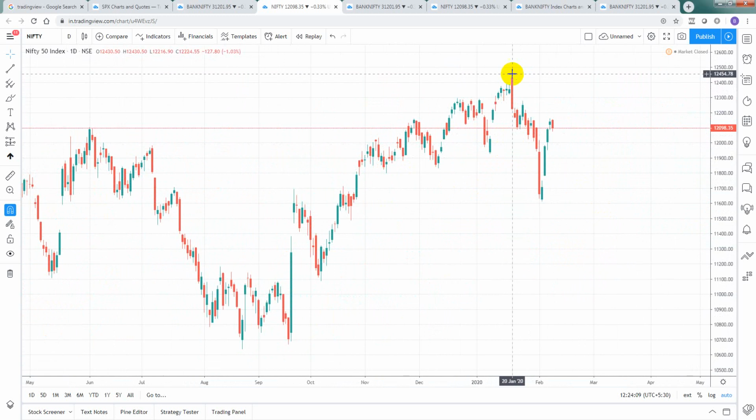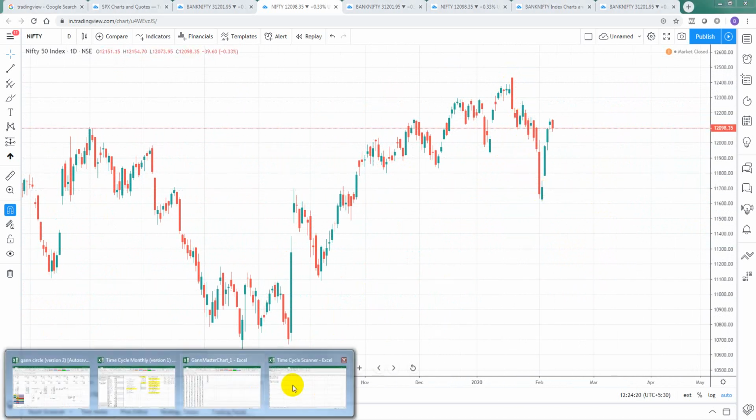This was a pure price and time squaring also, because time is coming, and 12,430 was a very important Gann level, and from there we had a big fall. Similarly, I will take one more example.